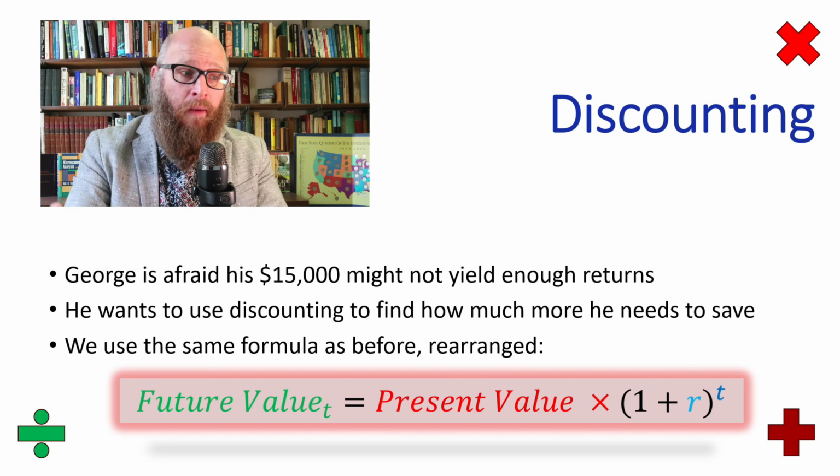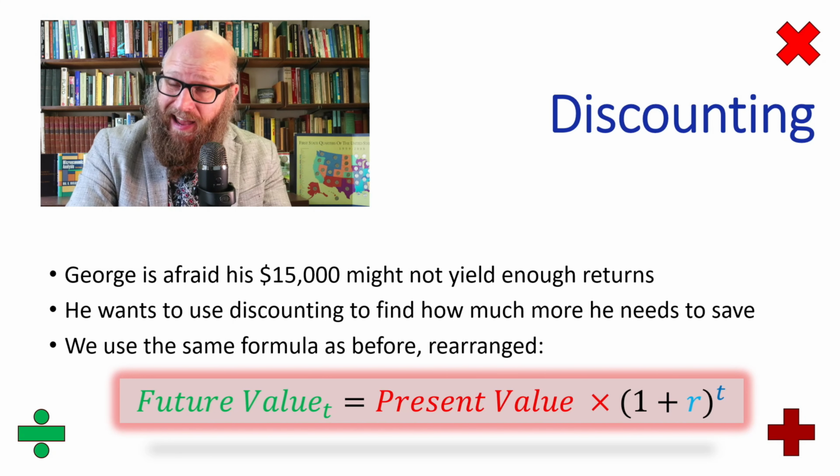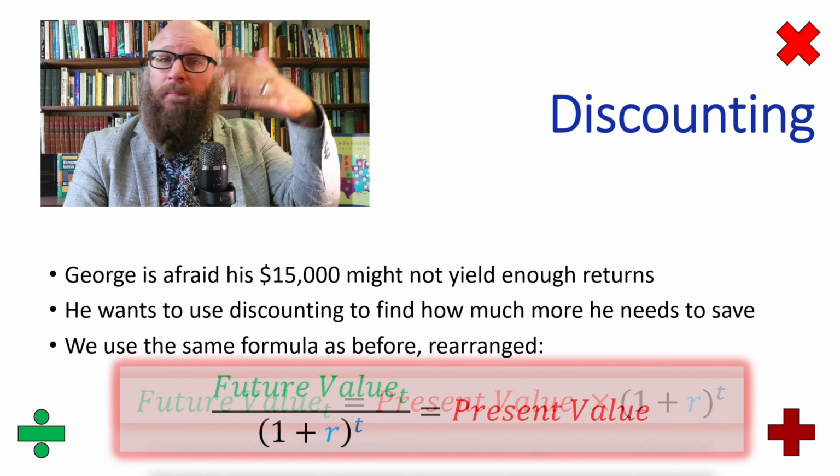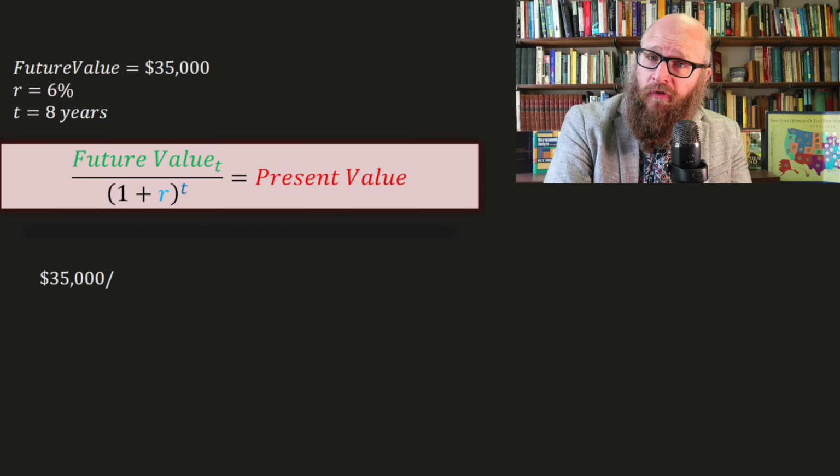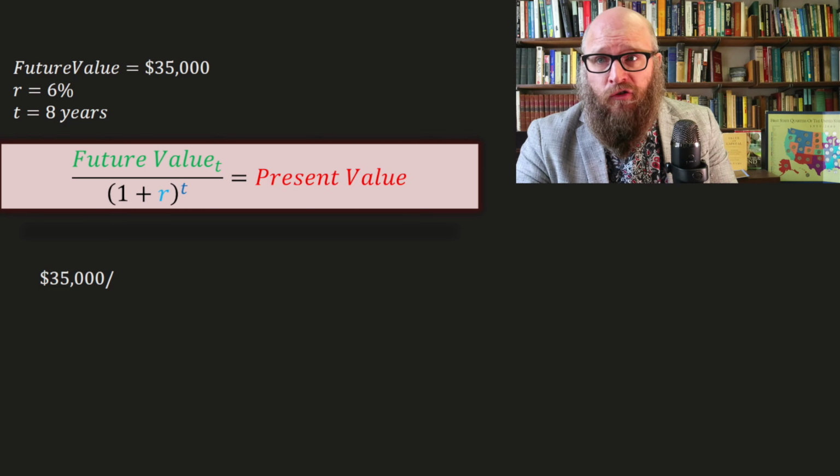George has an idea for how much college will be. In order to know how much we need today, we need to solve for the present value. And we get that simply by dividing both sides. George estimates university will cost $35,000. The prevailing interest rate is 6%.